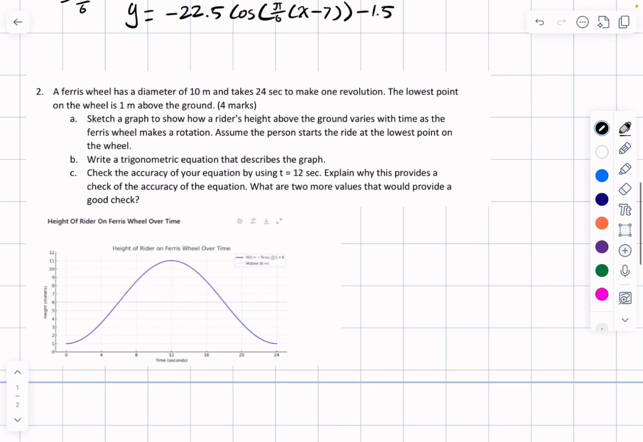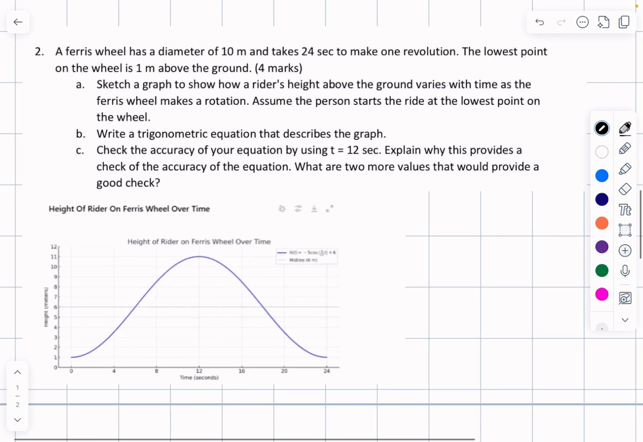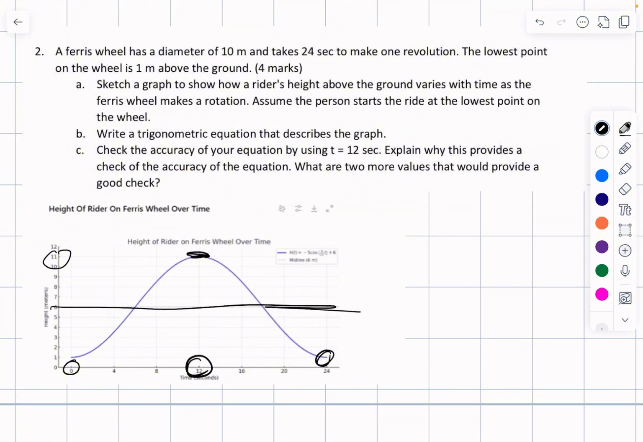So for A, it is asking to sketch a graph, and here is the graph I made, where it starts at time equals 0, and when it reaches 12 seconds, it reaches the highest maximum at 11 meters. And that is halfway through the reel. At the end of it, it's going to go back to 1 meter, where it's going back to the same spot. And the midline is 6 meters, which is the dashed line right here.